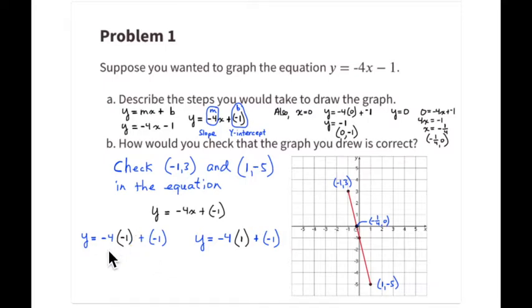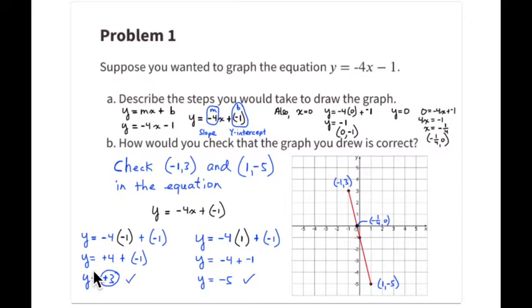So on the left side, it's y equals -4 times -1 plus -1. And out of this equation, I should get y equals 3. And this one, y equals -4 times a positive 1 plus -1. And so out of this equation, I should get y equals -5. So -1 here and 1 here. So you work through that. On this side, it's +4. So the opposite of 4 times -1 is +4.